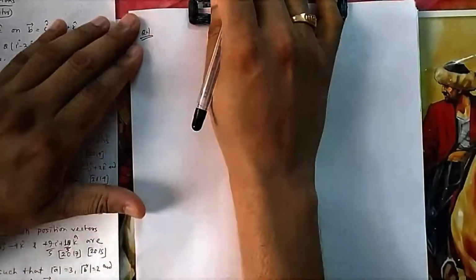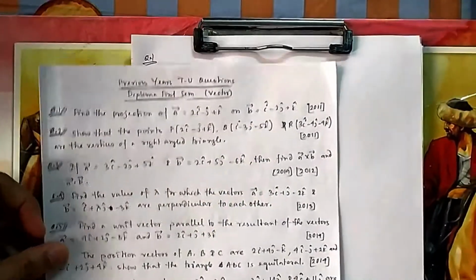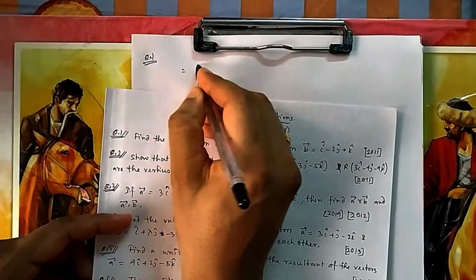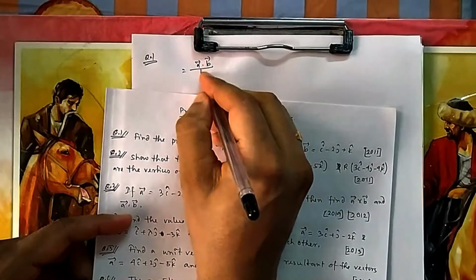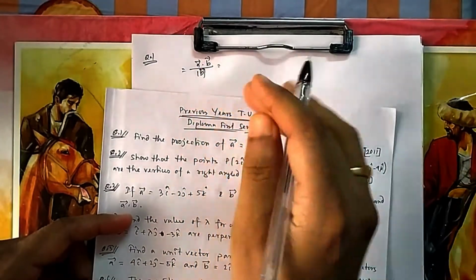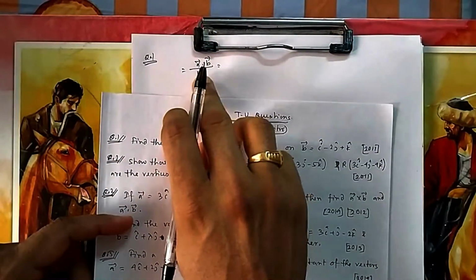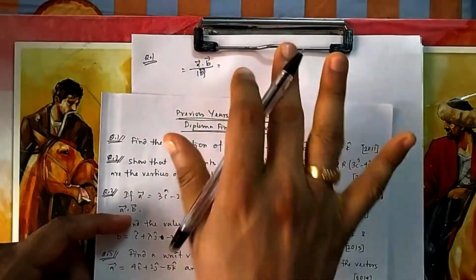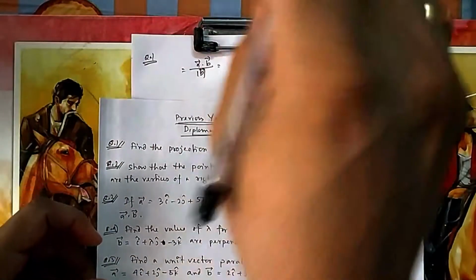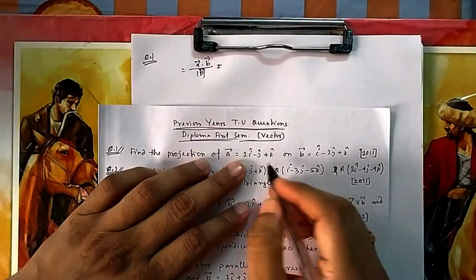Students, in question number 1, what is asked? Find the projection of A on B. So we have discussed it in theory how to find the projection of A on B. It is A dot B, and since it is projection on B, B will be in the denominator. So there is no confusion. On what it should lie? That should be in the denominator, so B should be below. So it is A dot B.